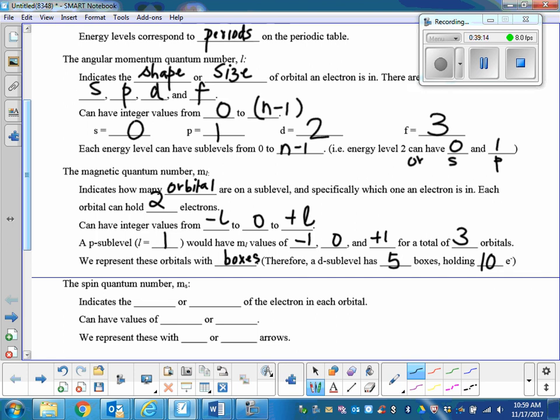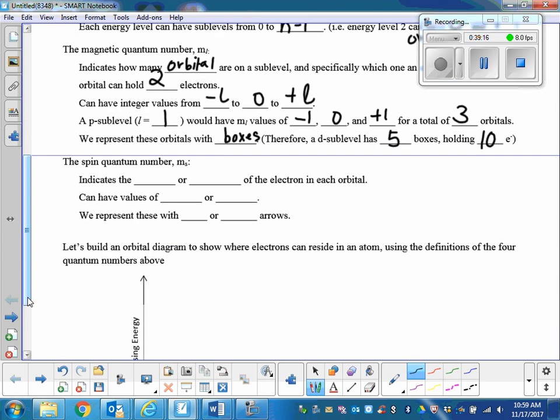Okay? The next one is the spin quantum number. Alright? The spin quantum number indicates the direction of spin. How is it spinning? Clockwise or counterclockwise inside the orbital. How do we add that in our boxes? We put arrows. Up arrow, clockwise, down arrow, counterclockwise. Yes or no? Does it make sense?